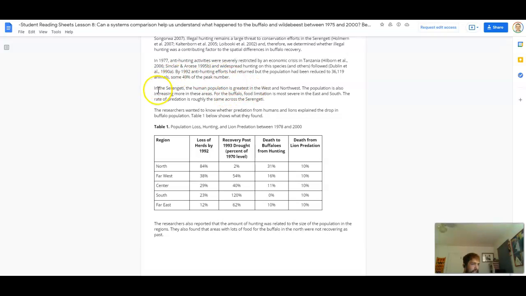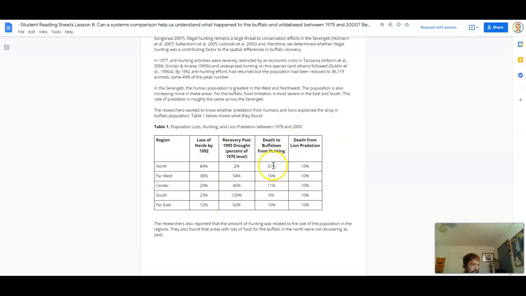In the Serengeti, the human population is greatest in the west and northwest. The population is also increasingly more in these areas. For the buffalo, food limitation is most severe in the east and south. The rate of predation is roughly the same across the Serengeti. The researchers wanted to know whether predation from humans and lions explained the drop in buffalo population. Table 1 below shows what they found. So you have the region, the loss of herds, and the recovery post-1993 drought, and the death of buffaloes from hunting.